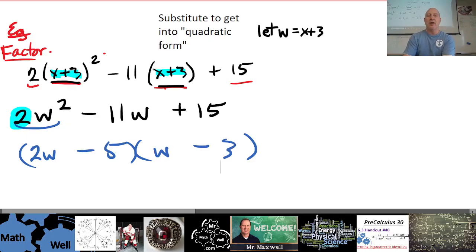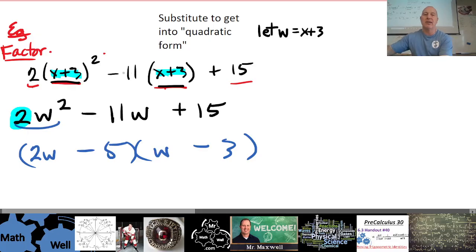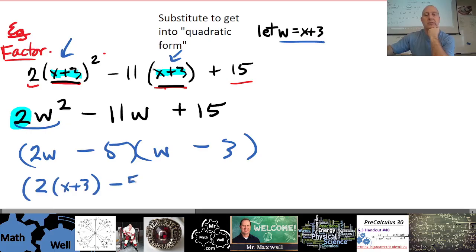Okay, so now that we've got this, I'm not quite done yet, because my original question is in terms of x, so I have to resubstitute now. Wherever I see a w, I have to put in x plus 3. So this w becomes x plus 3. This w was multiplied by 2, so this x plus 3 has to be multiplied by 2. And then the second one is like it.